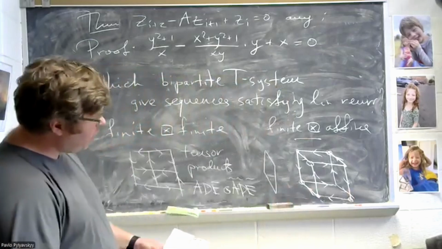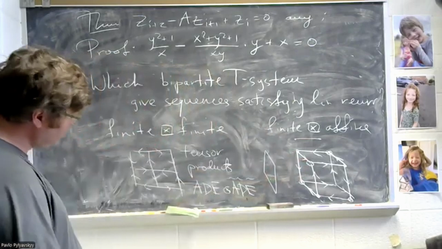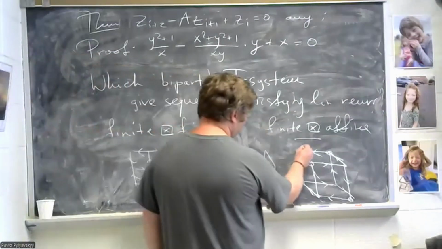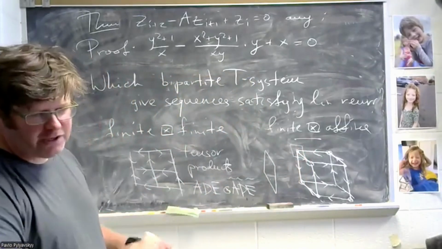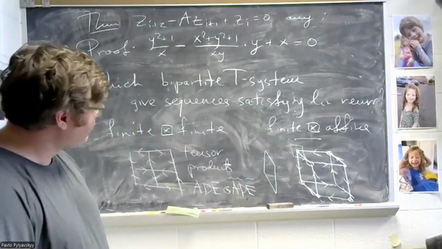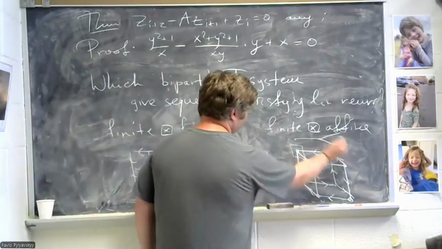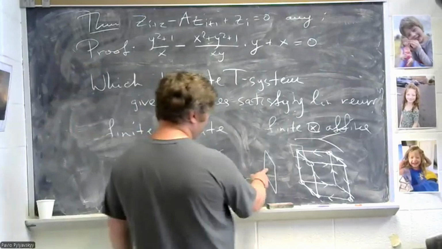And so it claims that now if you start running this black-white dynamics here, you will observe that if you pick any vertex, kind of just zoom in on one vertex and see what sequence you get there, it will satisfy a linear recurrence. And of course, you don't have to pick those two. You can pick any two where one is affine and one is finite.